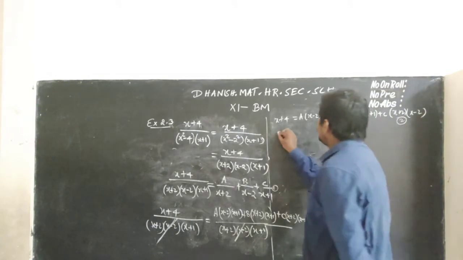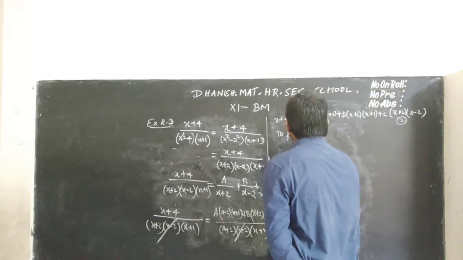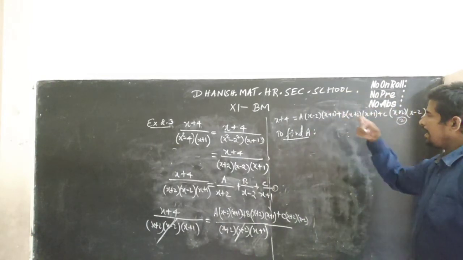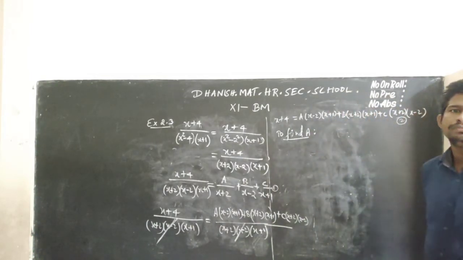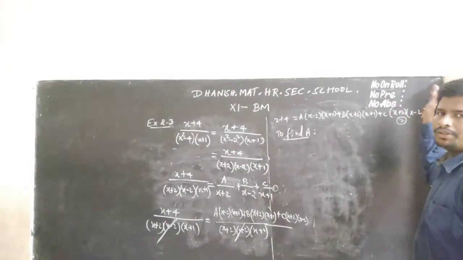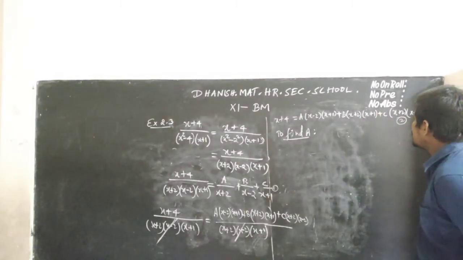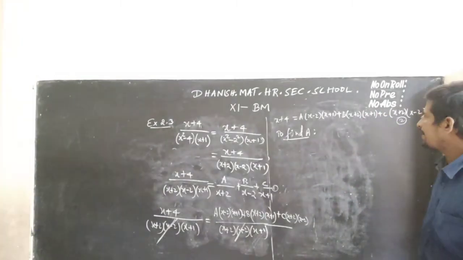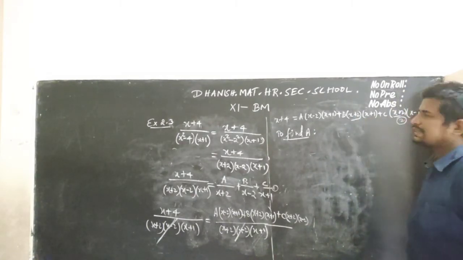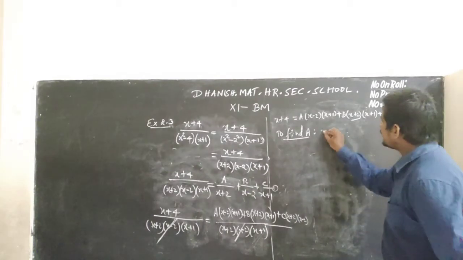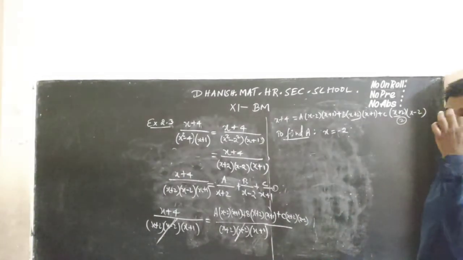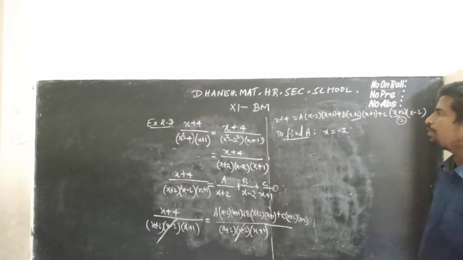Now, I am going to find a. In order to find a, the b and c terms should become 0. If you want to make these two terms 0, we should check the common factor. Is there any common factor? Yes. Here we are having x plus 2 as the common factor. So I am going to put x as minus 2. If we put x as minus 2, the b and c terms will become 0.